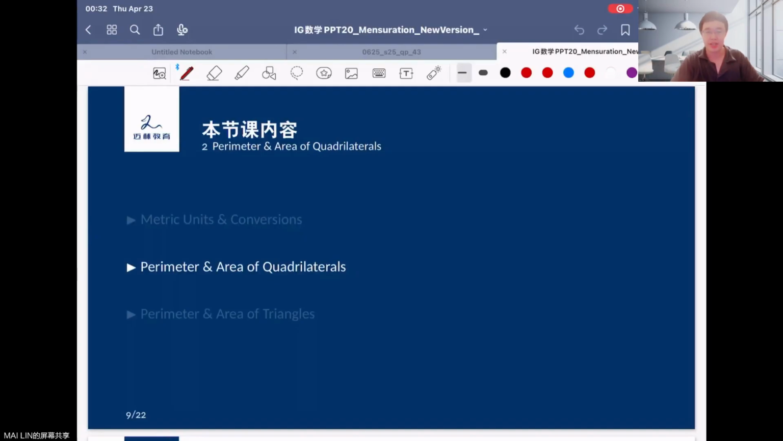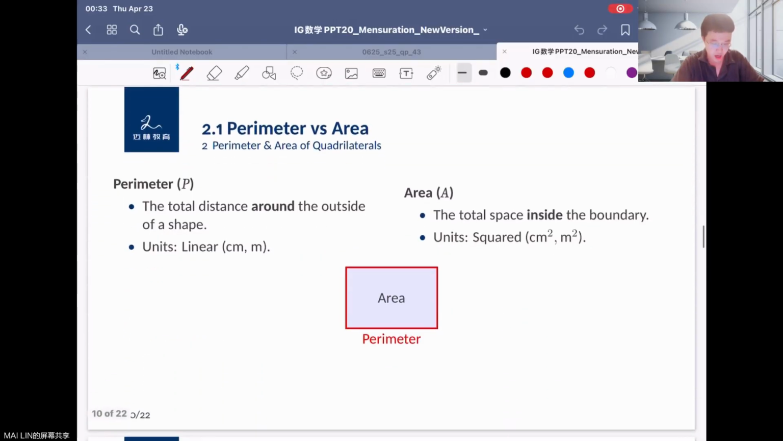Okay, hello guys. Today I'll talk about the perimeter and the area of quadrilaterals. So let's move into the first part about the perimeter of quadrilaterals. Perimeter we can consider as all the side lengths around the shape, so the total distance around the outside of the shape.